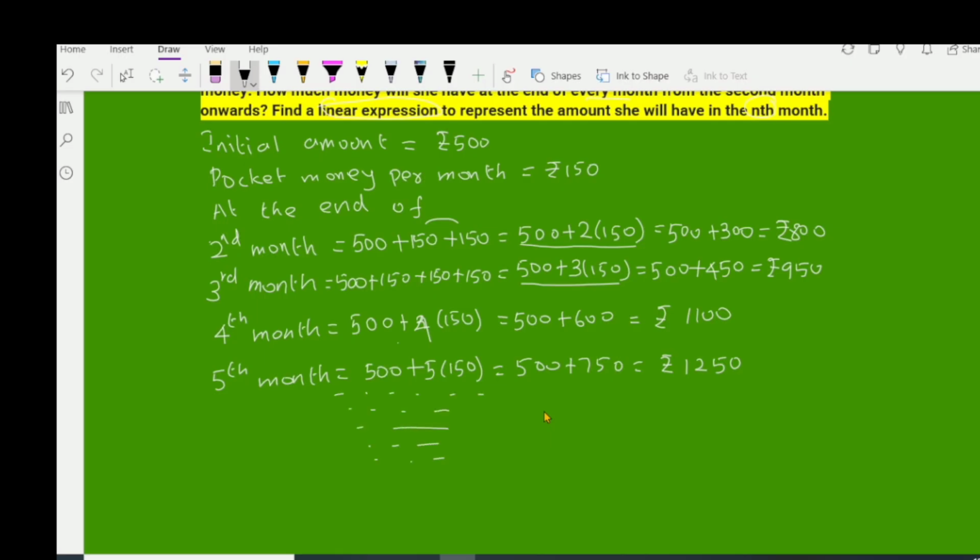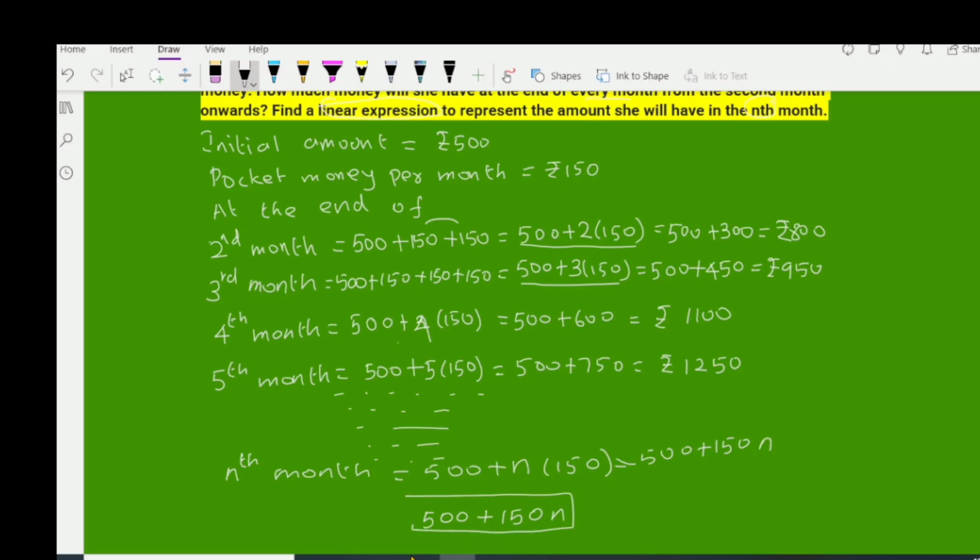If you are following this pattern, at the end of nth month, how much you can have? 500 plus n times 150. 500 plus n times 150 is nothing but 500 plus 150n. So this is the linear expression you will get from this sum. So given information is giving the linear expression nothing but 500 plus 150n.